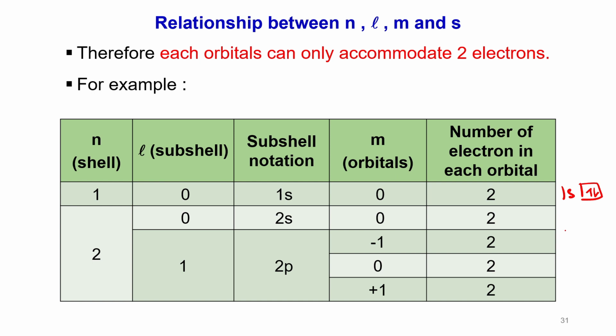Okay, kalau 2s, dia 2s pun sama juga. Boleh masuk berapa elektron? 2 elektron. Okay, kalau dalam 2p dia boleh masuk, kita ada px, py, pz. Okay, 3 ni. Px, py, pz. Jadi setiap orbital ini boleh masuk 2. Jadi 2, 4, 6. So this one is px, py, pz. Okay, so this one is negative 1, 0, positive 1. Ini untuk, this one is for 2p.